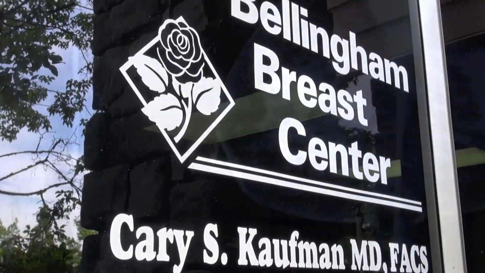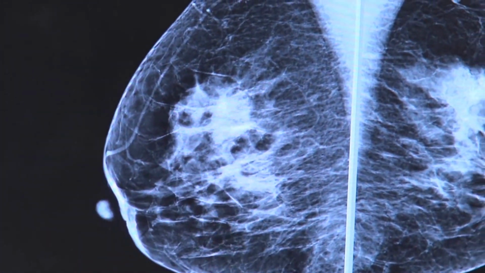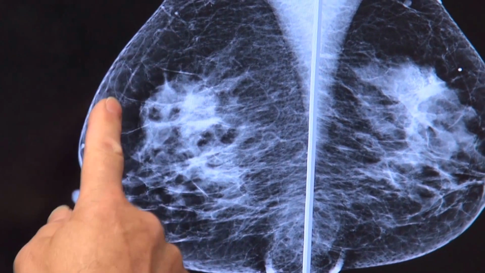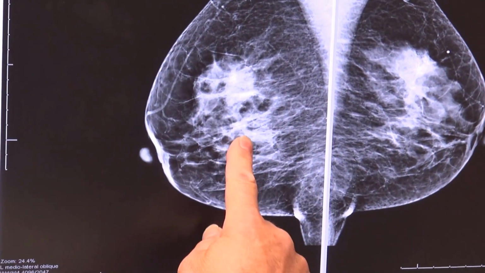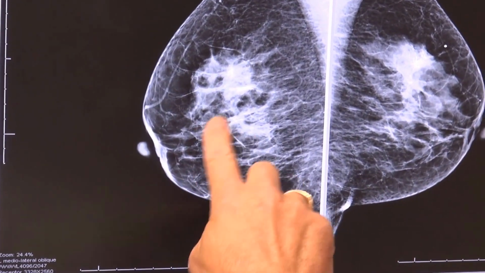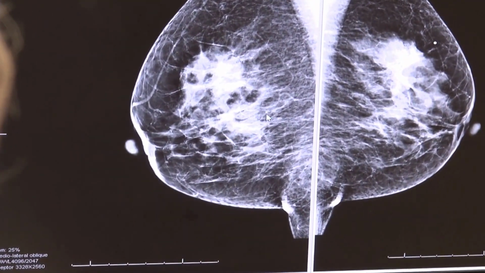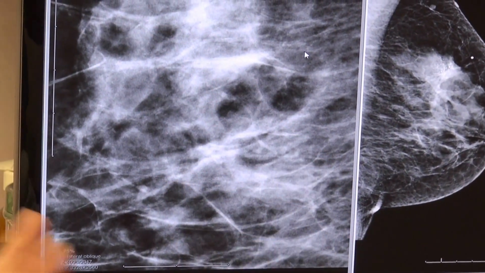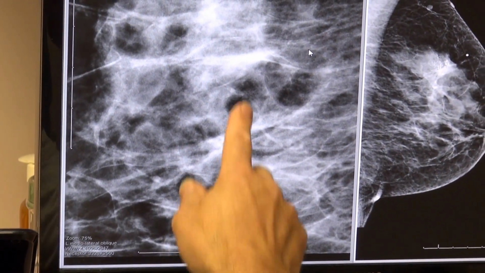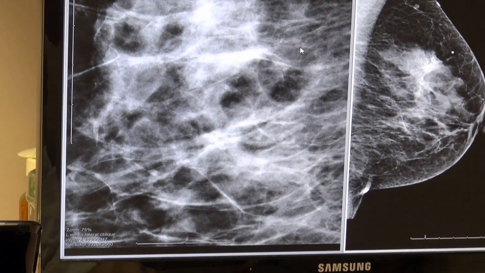On the side view of a mammogram, this is what a normal mammogram would look like. There's fatty tissue underneath the skin, and then the glandular tissue is white, and the connective tissue are all these lines. So the normal mammogram will have these lines running through it. That's just connective tissue like a netting, and the glandular, the milk-producing tissue, is the white.